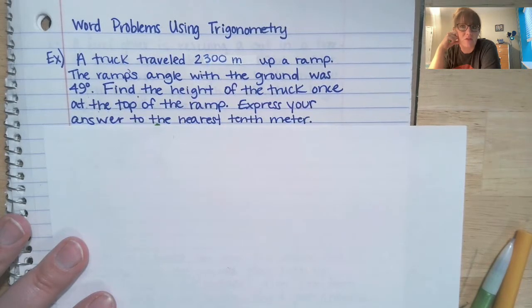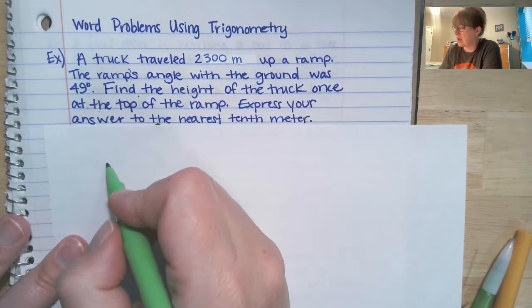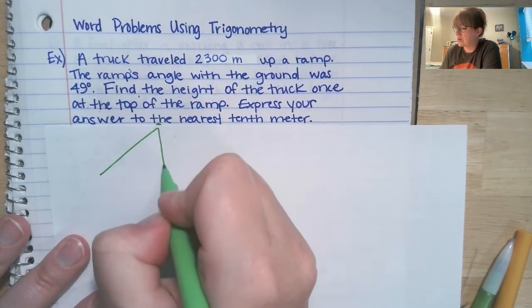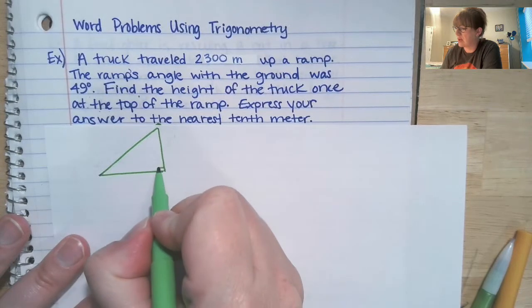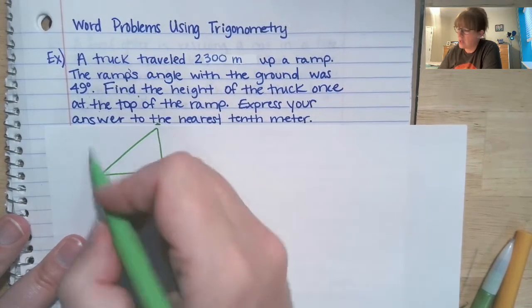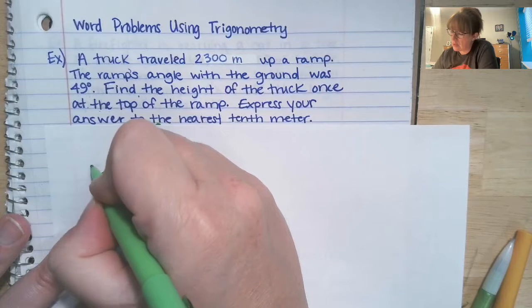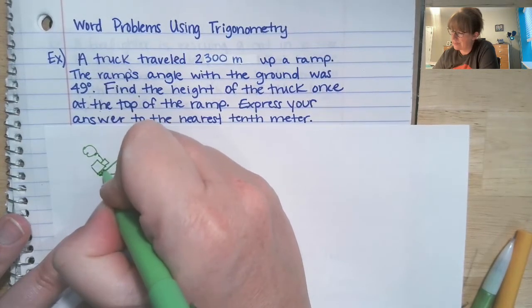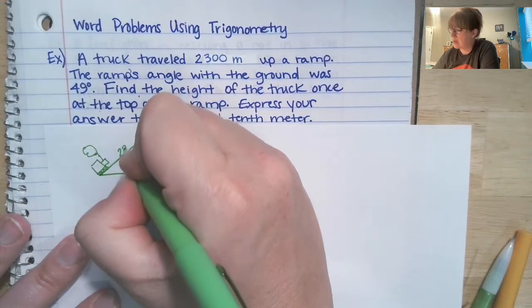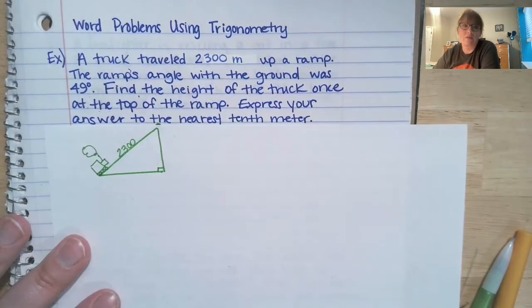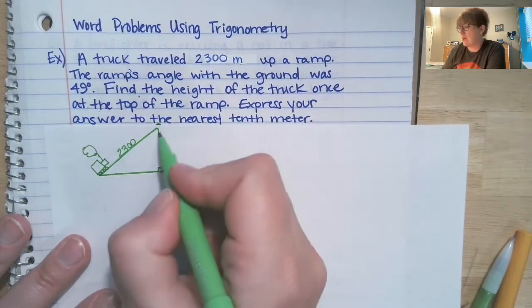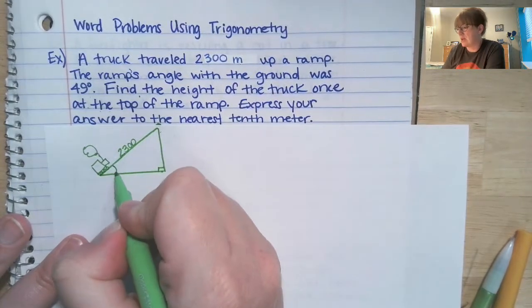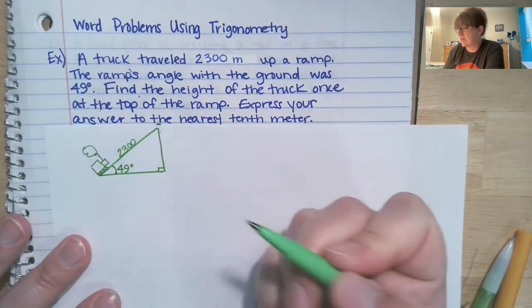So we need to draw a picture for this. This is always the first step, drawing a picture. So let's go ahead and draw our picture. We have our truck, our ramp. We know it's a right angle. This is going to be the ramp, so let's draw our little truck on there. It's a good truck. Okay, and our ramp is 2,300 meters. The ramp's angle with the ground, ramp, ground, so it's this guy right here, is 49 degrees.